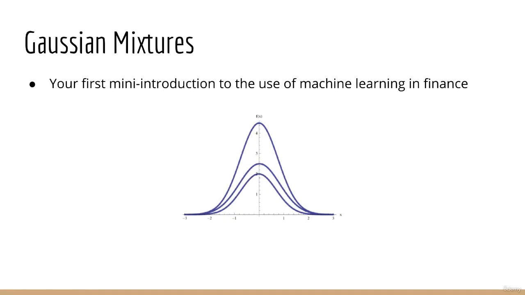Next, we'll have our first mini introduction to machine learning models. We'll look at a model called the Gaussian mixture and show why this might be a good model for modeling stock returns.